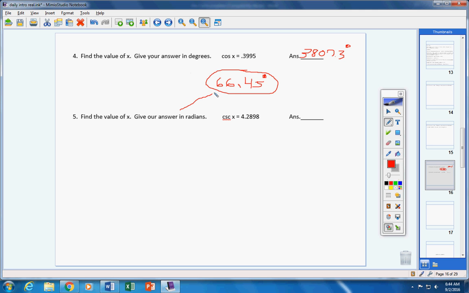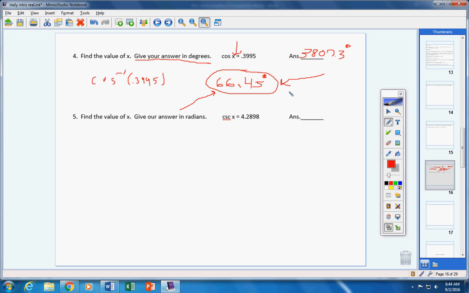Now, if you want to email me, I'm not sure what you did there, but this is the correct answer, and you're looking for a missing angle right here, and it's cosine. So all that you would have to do is make sure you're in degrees, because I've asked for your answer to be in degrees, and then you would hit cosine -1 with your calculator, and then type in 0.3995, and then hit enter. That's all you have to do. And if you do that, you will get 66.45 degrees. And that's all you had to do.